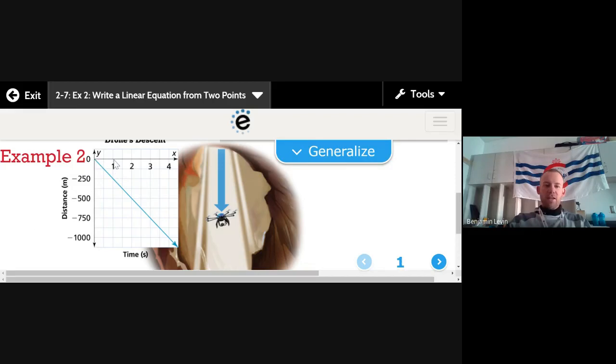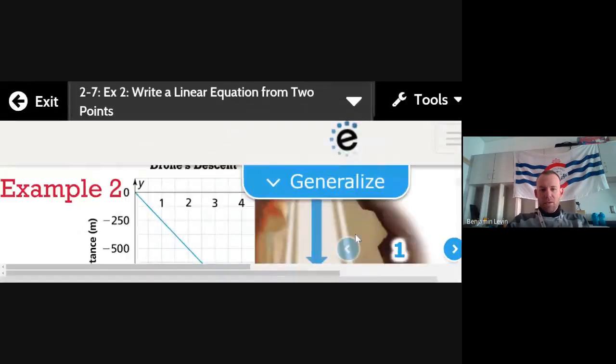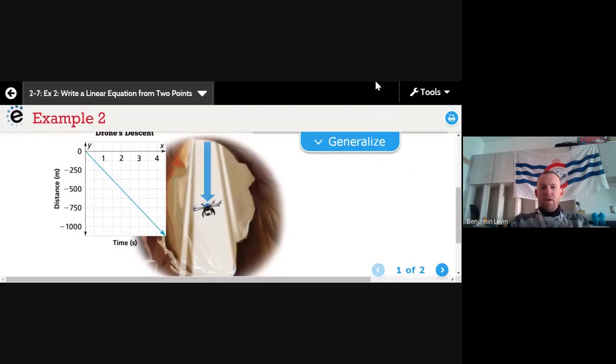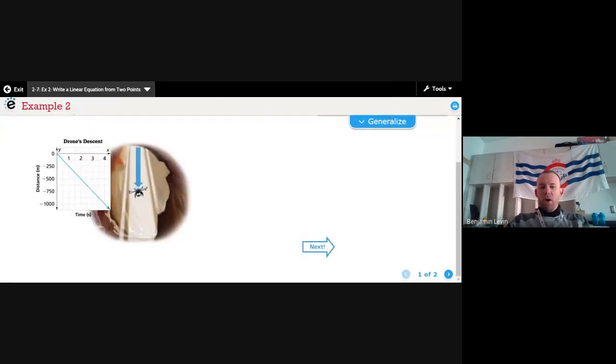But in 1 second, we go down. There's a point that intersects that's on the line. We go down 250 meters, right? So our rise is actually negative 250, right? Our rise is how much up, down. So our rise is negative 250, and our run is 1. So that's going to be our unit rate, and that's going to be our slope. Negative 250 over 1.